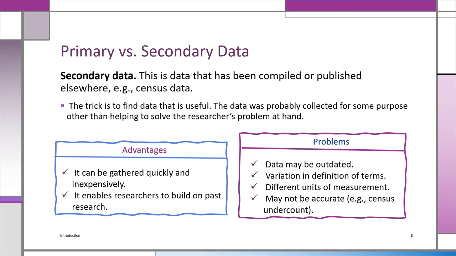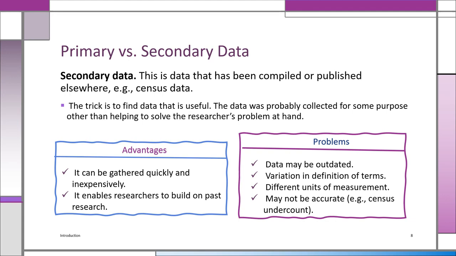What are some of the problems? The data is very easily outdated. It was collected for some other purpose. The variables may not quite be the variables that you're thinking of in your project. The units of measurement, the accuracy. Basically, you're not in control of your data. But there's a lot to be gained. And in fact, there are some studies that you can only do using secondary data.